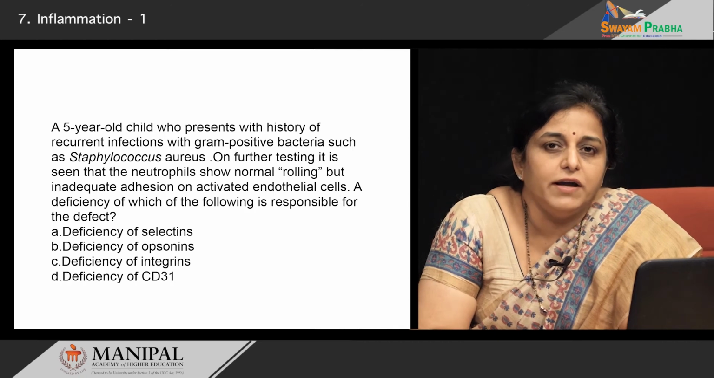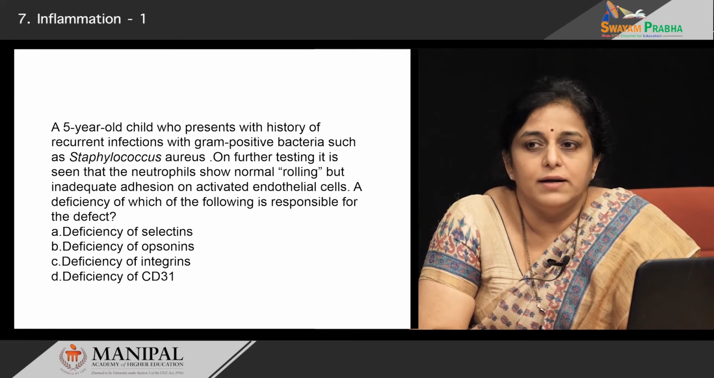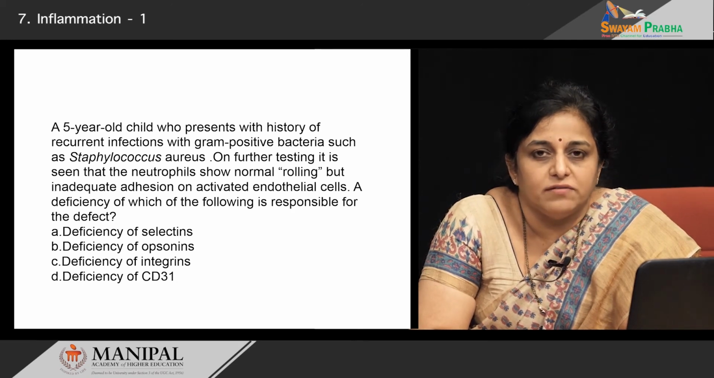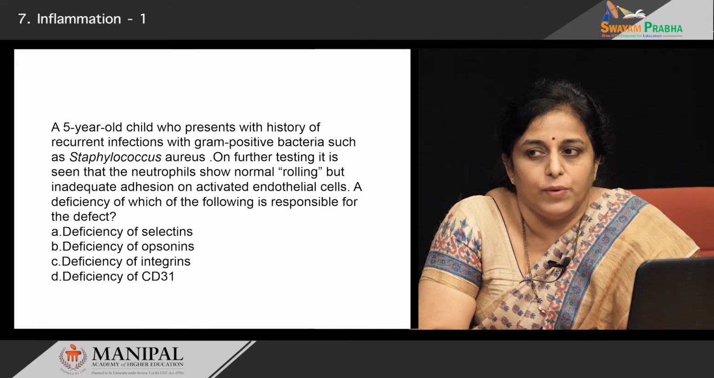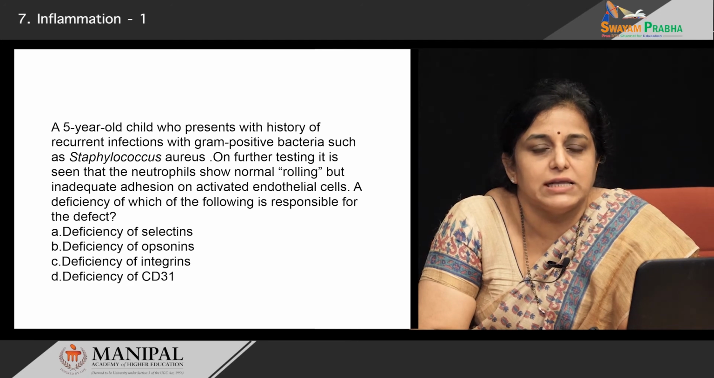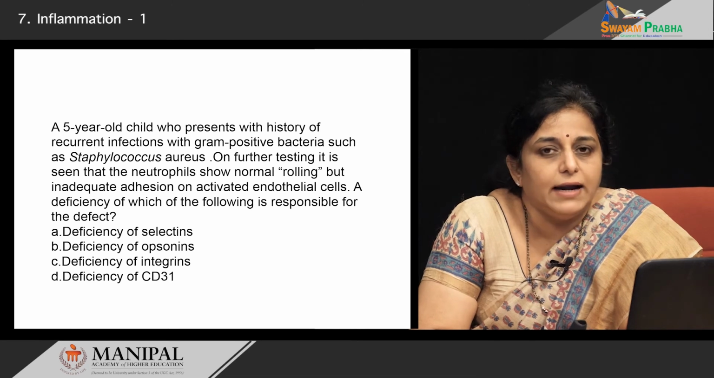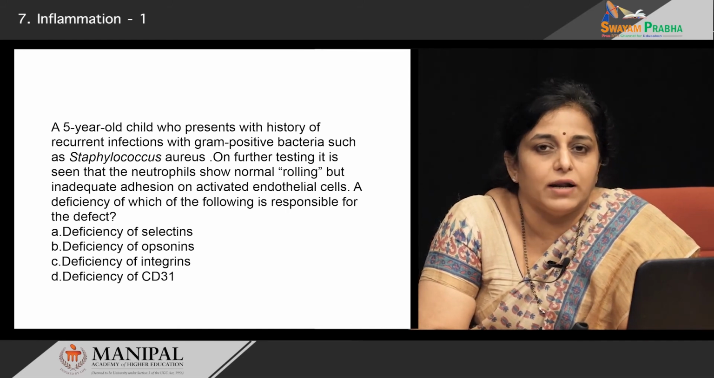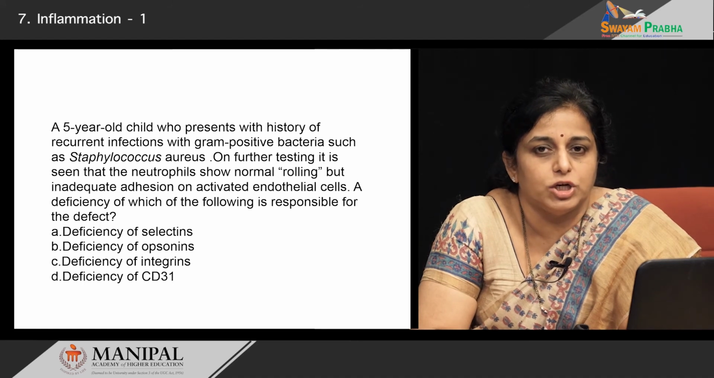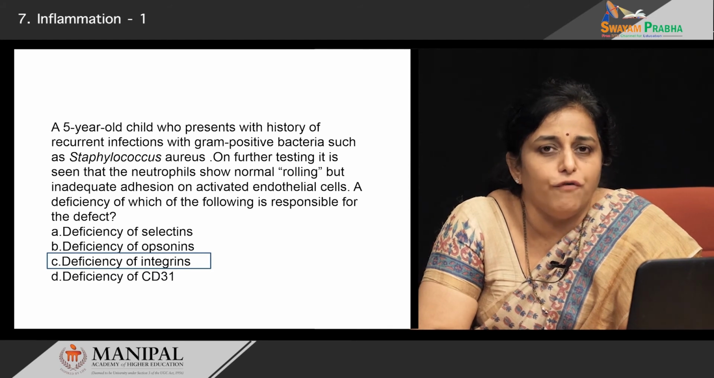Another question here: a 5-year-old child presents with history of recurrent infections with gram-positive bacteria such as Staph aureus. On further testing, the neutrophils show normal rolling, but inadequate adhesion on activated endothelial cells. Which deficiency is likely here? So, here we are seeing that rolling is normal, but there is inadequate adhesion. We just learnt that adhesion occurs by the binding of integrins on leukocytes to the intercellular adhesion molecules and vascular adhesion molecule on endothelial cells. So, it is most likely because of deficiency of integrins.